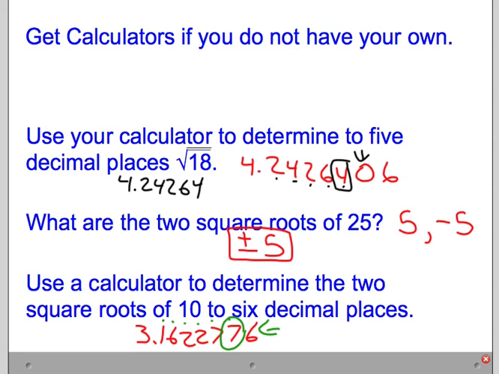So I have circling 7, pointing at 6. 6 is going to round 7 up to 8. So your answer then is 3.162278. That part shouldn't be a big deal.